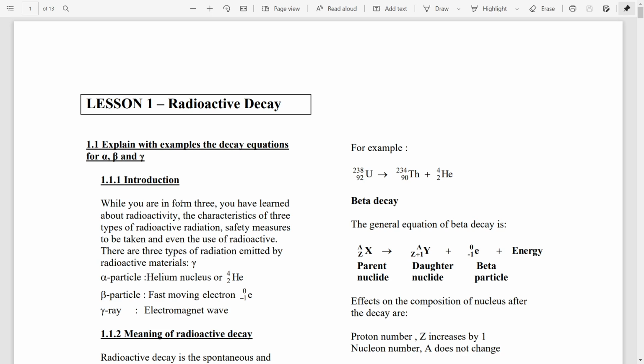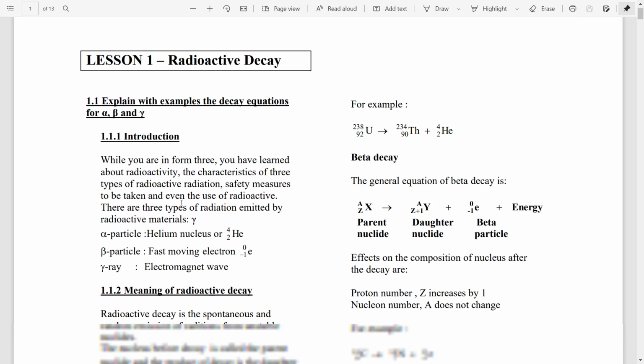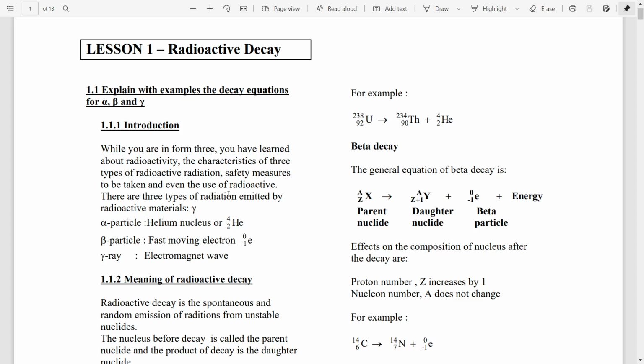Before this, in your Form 2, you just learned about alpha, beta, and gamma, and then the characteristic of the radiation from alpha, beta, and gamma. And then for this subtopic, we look into the equation. Maybe some of you will think that it is very easy because you had learned about the chemical equation in your chemistry. There is not much difference between these equations. Lebih kurang sama. While you are in Form 3, ni semua dia dah belajar.